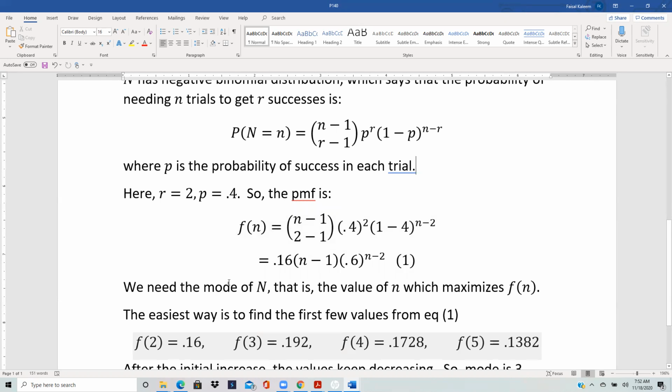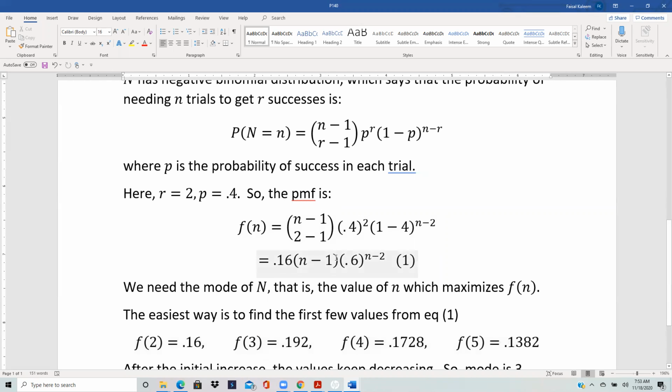Now we need the mode of n, because we need the mode of the number of hurricanes that it takes to get 2 losses. By mode, we mean the value of little n which maximizes the probability function. The easiest way to do it is to find the first few values of the probability from this equation. We start with n equals 2, because you will at least need 2 hurricanes for 2 losses, since each hurricane can cause at most 1 loss.